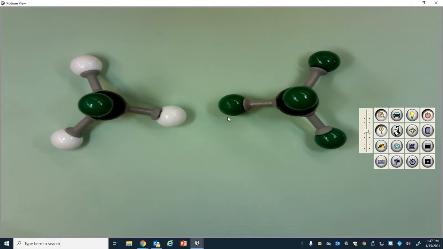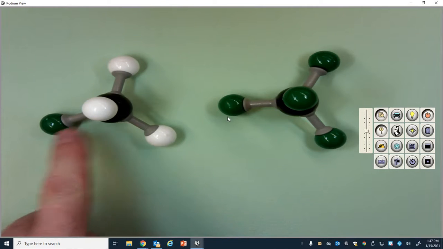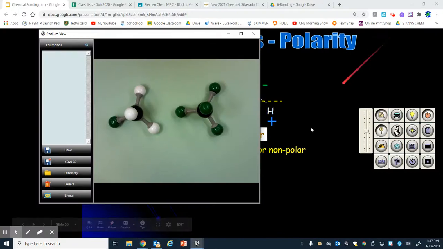In this picture right here, the one on the right is considered to be nonpolar because it's symmetrical all around. The one on the left is considered to be polar because this atom out here is different than all the other ones, so it's going to make it asymmetrical.